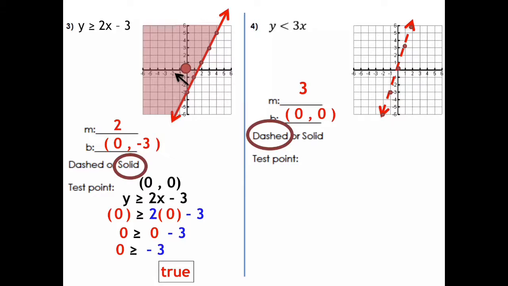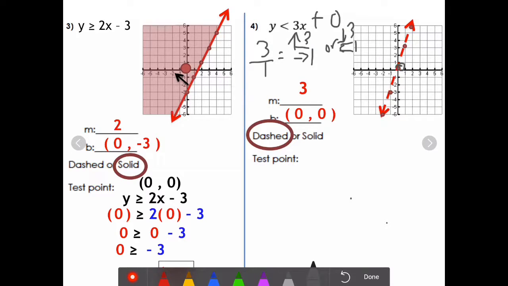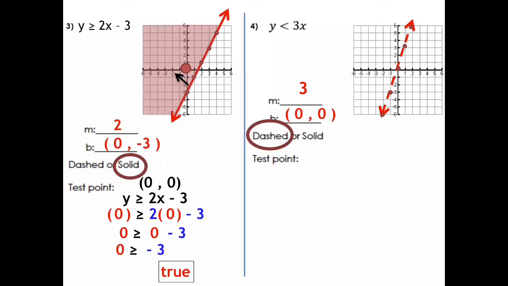Okay, so can we use the test point 0, 0 in this one? All right, so this time we cannot because 0, 0 is on the line. If you look closely, the point 0, 0 is on this dashed line, so I cannot use it. It will not help me figure out what side to shade because it's not on one of the sides, it's on the line. Okay, so let's go ahead and pick a different point. The point that I'm going to use is -2, 0 because that is not on the line and it still has a 0 in it, so it's still going to be easy to find out if it's true or false.